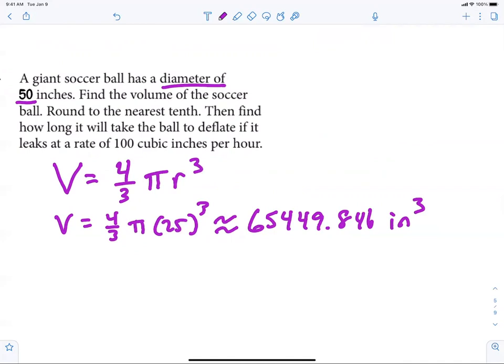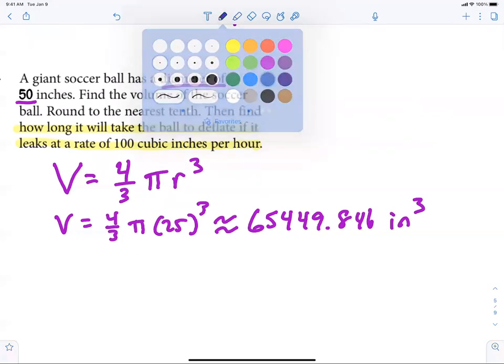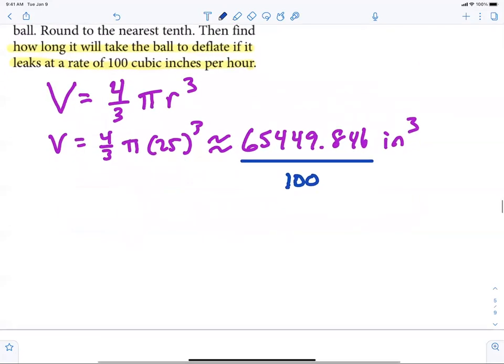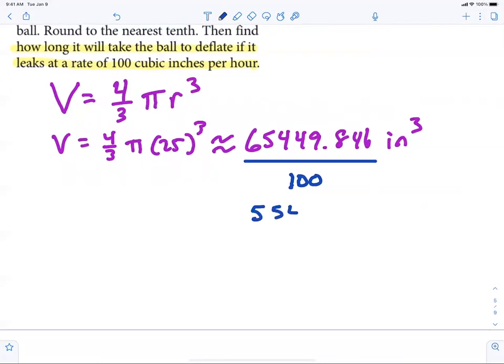Now, the next part is, everybody, come on now. How long will it take the ball to deflate if it leaks at a rate of 100 cubic inches per hour? So let's say there gets a hole in the ball. And it's leaking at 100 cubic inches per hour. How many hours is it going to take to deflate? What do you think? How did you do that? Yes, exactly. Very good. So we just took this out and we divide this by 100, right? And so we could say that that's about 654.5 hours.